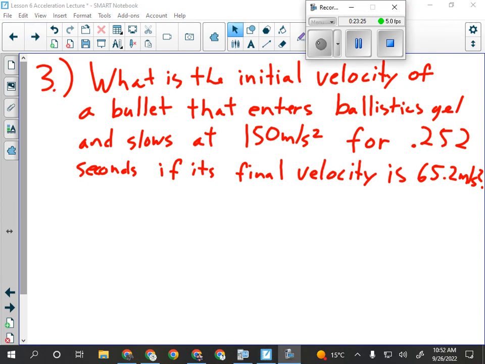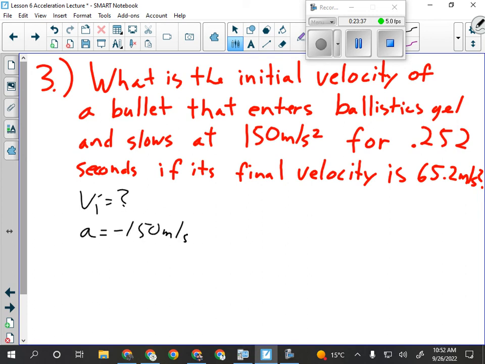All right, let's have a look at this one. So we are looking for the initial velocity. We know that it slows with an acceleration of 150 meters per second squared, so I'm going to make that negative because they told me it slows, for 2.252 seconds. And its final velocity is 65.2 meters per second.